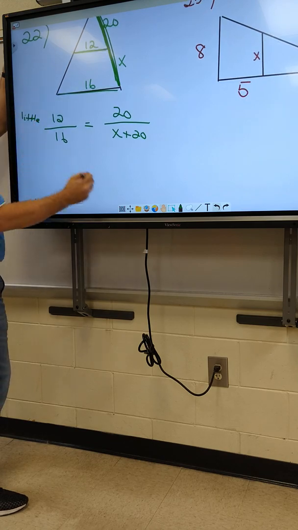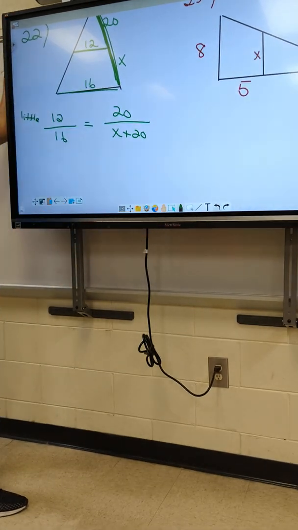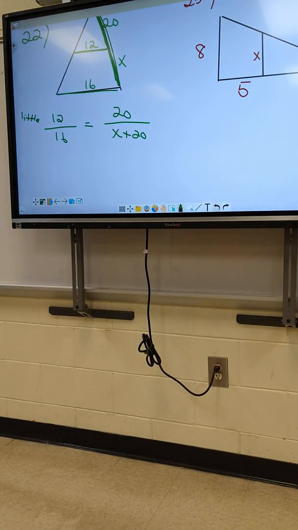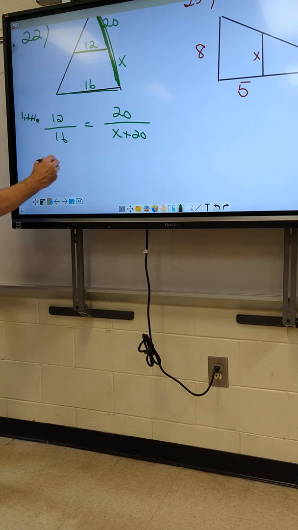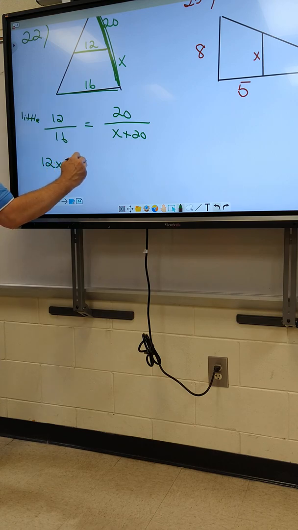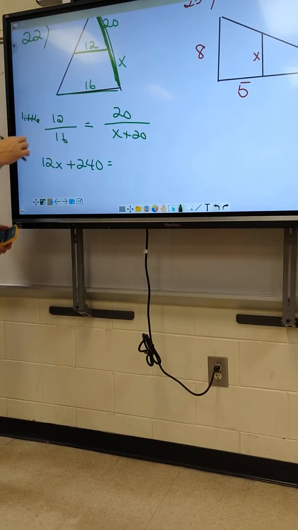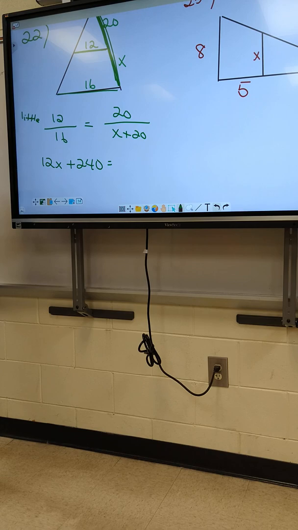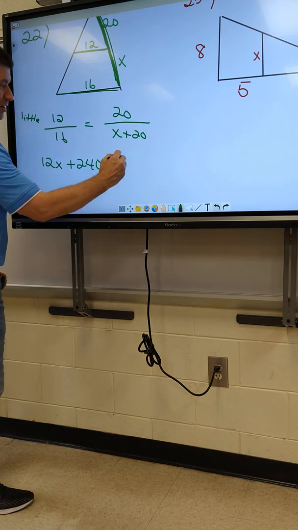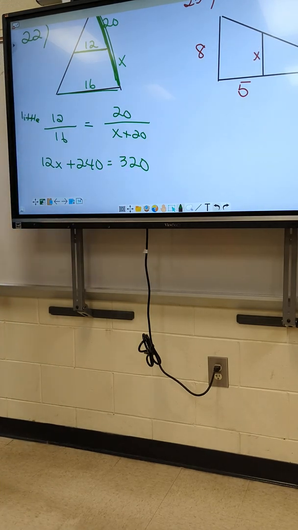Is it a decimal or a number? It is a decimal. All right, cross multiply and divide. Let's see what we get. 12 times x is 12x. 12 times 20, no clue. It's 240. Equals 20 times 16. I got 320. Y'all check my math. Everything good?